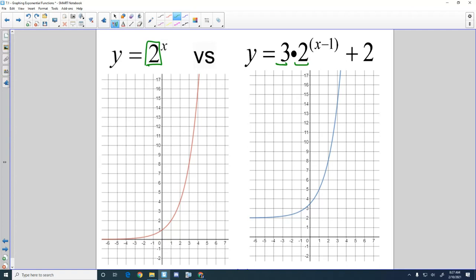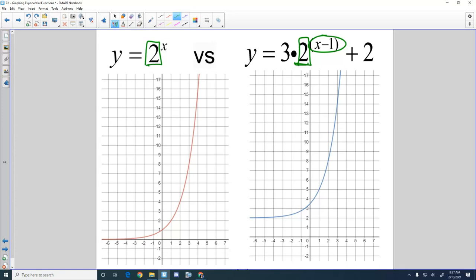Why do you think the 2, Vegas? Perfect. Yeah, that's what I wanted you to take away. This 2 is the base because it actually has that exponent right there. The base is being raised to a power. That 3 doesn't have an x in the exponent spot. So that 3 is what we would call A, our vertical stretch. It's 3 times taller.